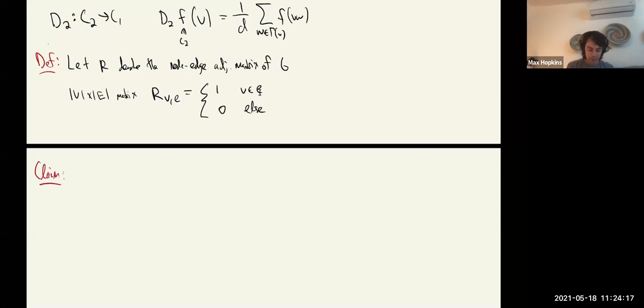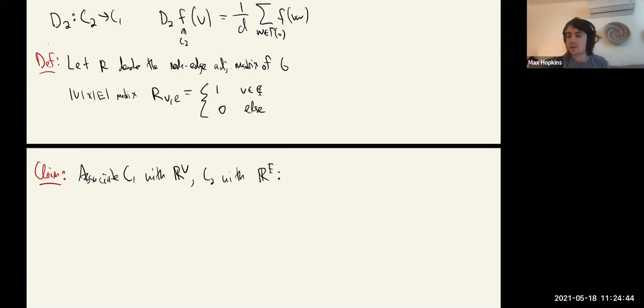Well, first I have to pick a basis, right? If I want to move from formal linear operators to matrices, I have to pick a basis. So I'll just pick the standard basis. We'll associate C1 with R to the V and C2 with R to the E. Then I claim the following is true.